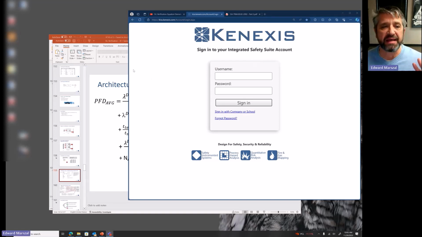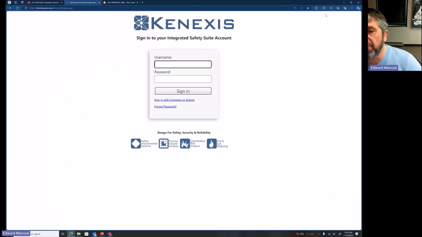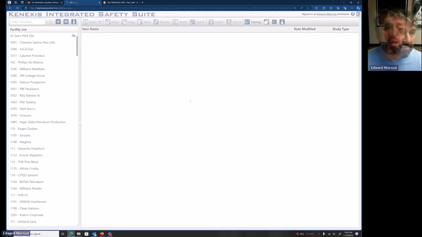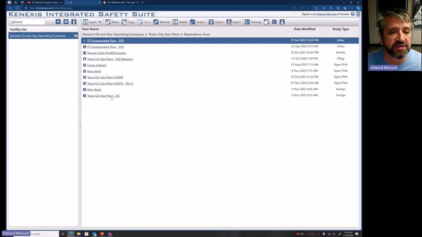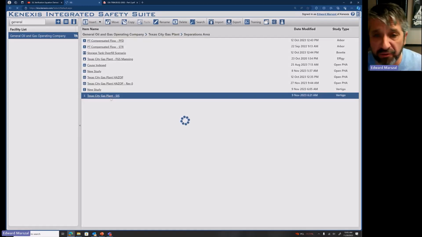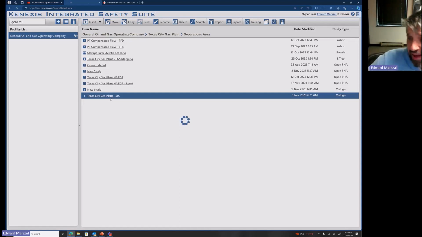So like I said, I'm going to be hitting a couple of PDF files and a couple of different PowerPoint decks to go over this information, but let's begin at the beginning. Most of you, when you're doing SIL verification, are going to use some sort of tool, like Kenexis Integrated Safety Suite, which I have up on the screen here. Let me log in real quick. Once I go into Kenexis Integrated Safety Suite, I'm going to go to the General Oil and Gas Operating Company, which is a fictitious company we created to do demos and training classes.